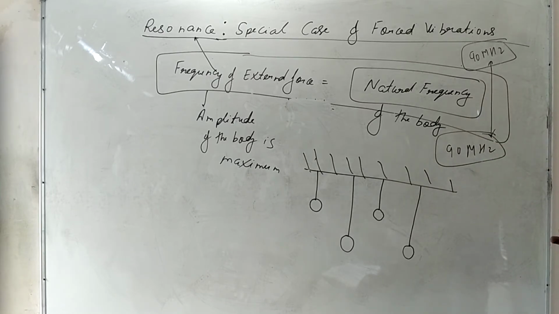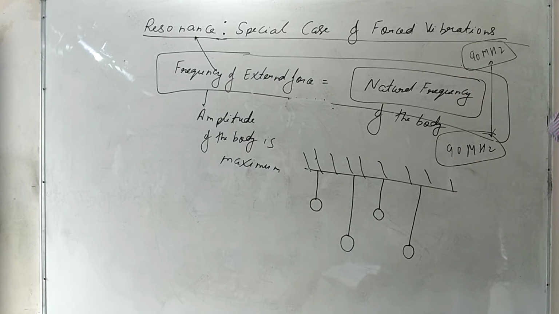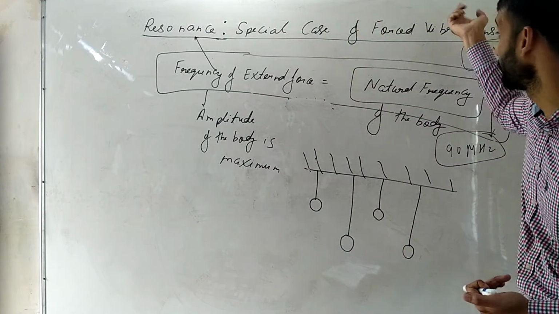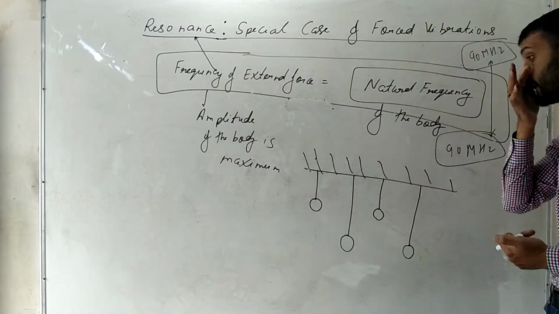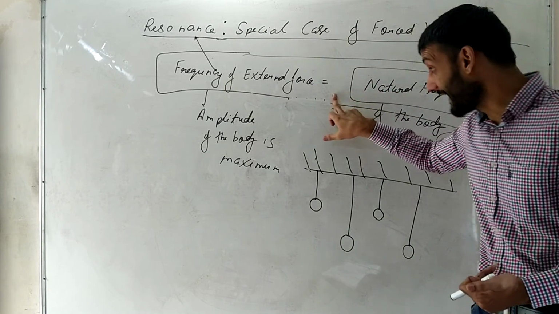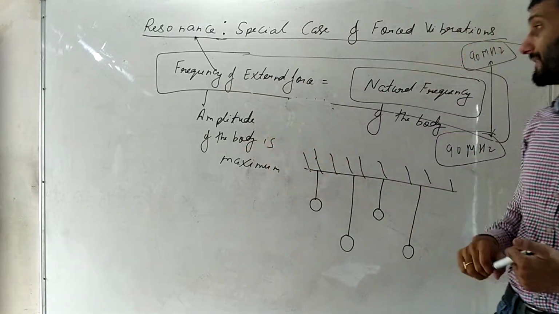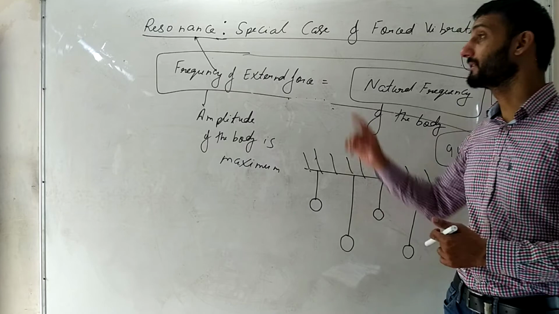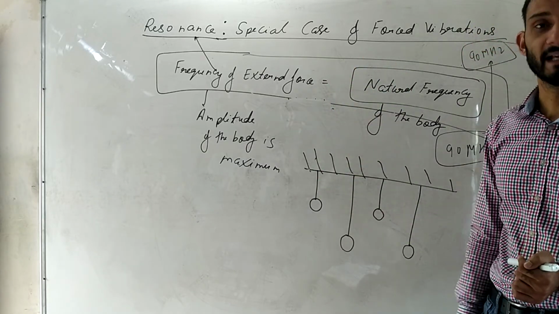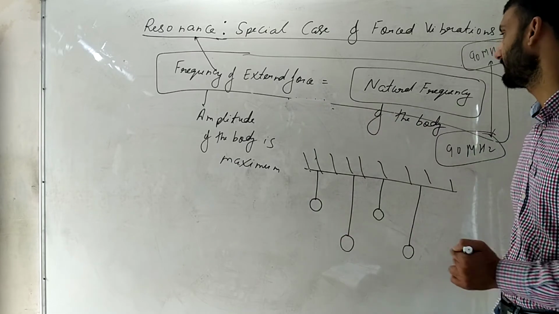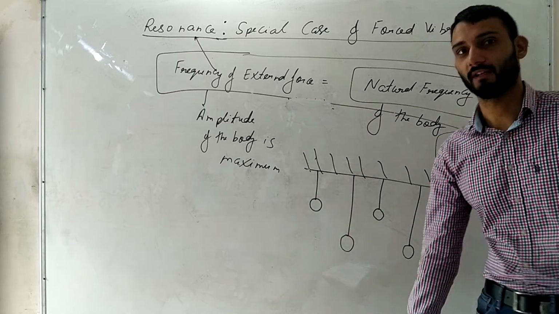So these are the four examples of resonance. I hope this topic is clear. It's a very important topic, and it's a special case of forced vibration. The frequency of the external force matches the natural frequency of the body. If that happens, the amplitude of the body is maximum, and this phenomenon is known as resonance. And this is the important condition for resonance to take place: the frequency of the external force equals the natural frequency of the body.